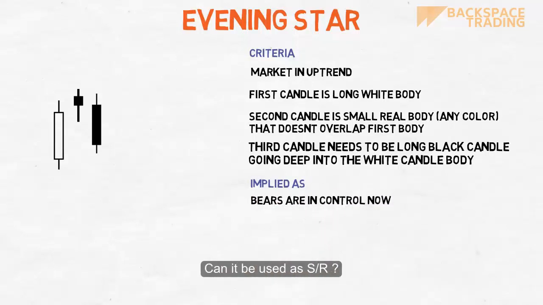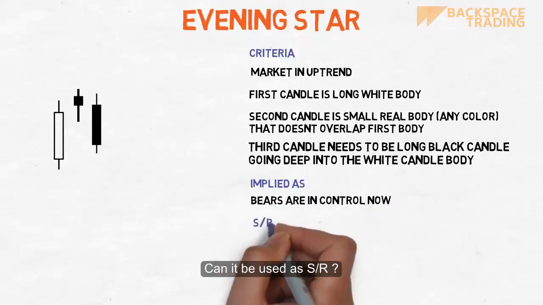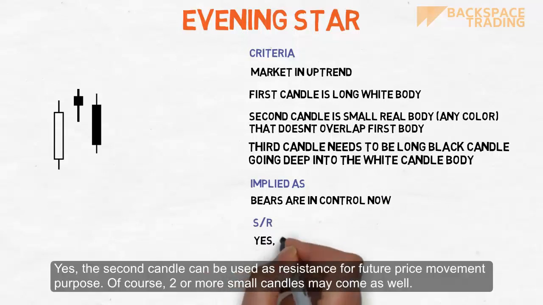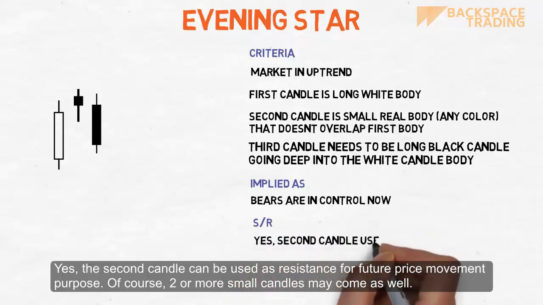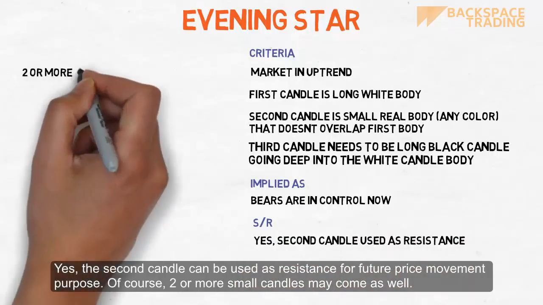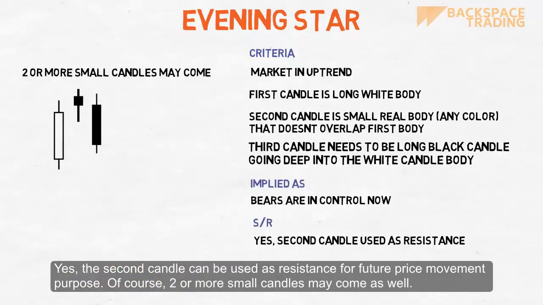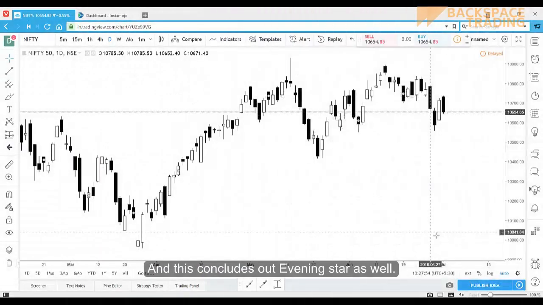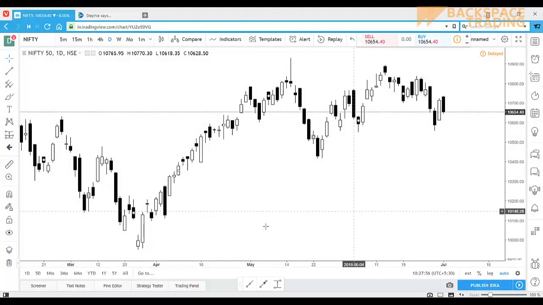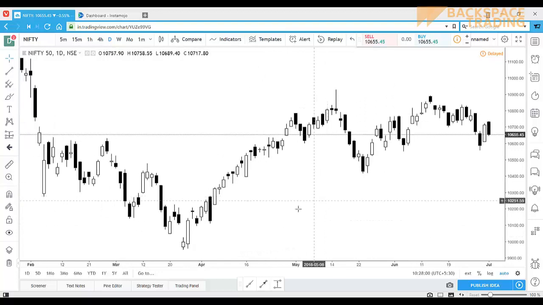Can it be used as support and resistance? I would say yes. The same thing, the second candle can be used as resistance for future price movement purposes. Of course, two or more small candles may come as well, and it can be used. This concludes evening star as well. And now let's see those star formations on charts as well.